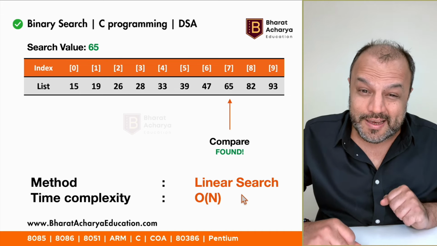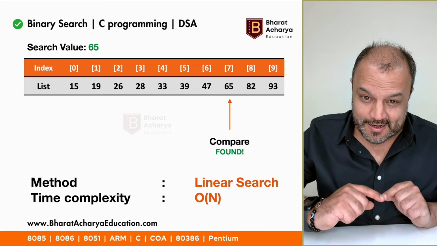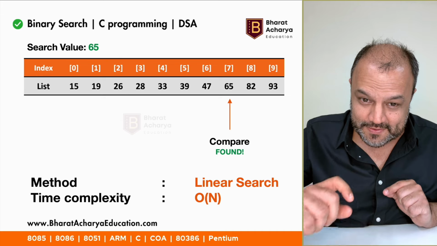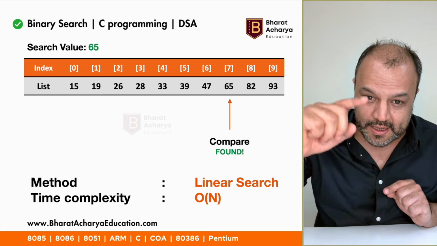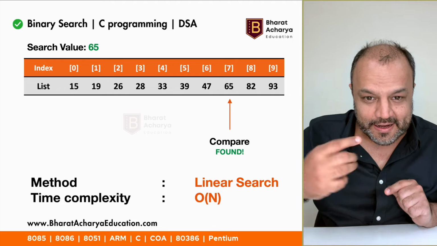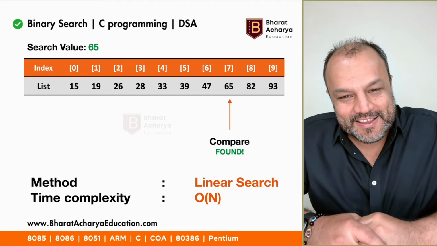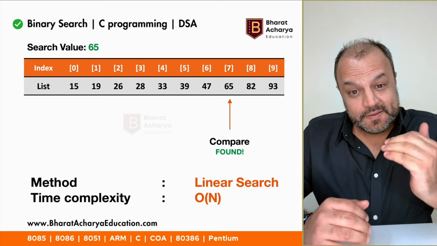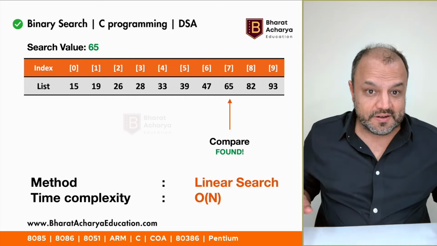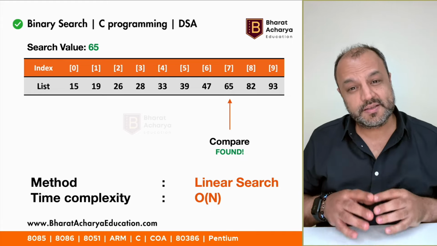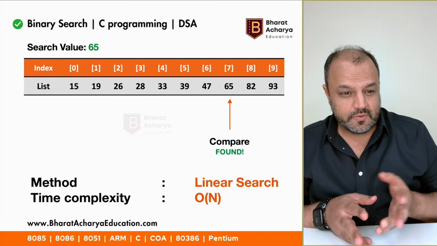Why is it called linear search? As the number of elements increases, the number of searches increases proportionately. If you draw a graph, it will be a straight line. So it's called linear search. Are you clear? 10 elements, 10 searches. 20 elements, 20 searches. I'm talking of the worst case scenario. 100 elements, 100 searches. Still okay, 100 searches. Modern processors work at gigahertz.